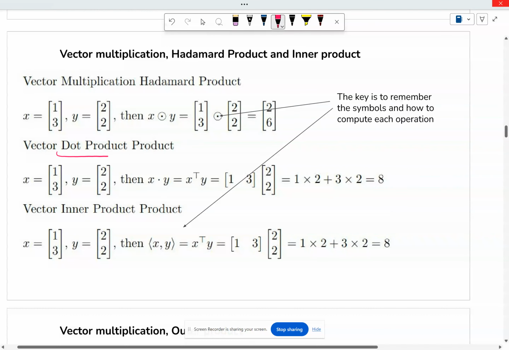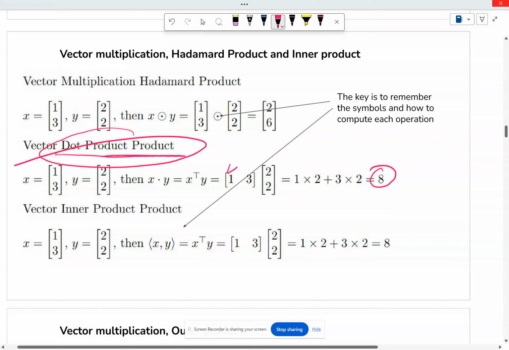Now, another one is called the dot product. The dot product is written this way: x dot y. However, an alternative way to write it is x transpose times y. When you have x transpose times y, you multiply the first element with the first element, the second element with the second element, and then finally you add everything together. This is called the dot product. After you add everything together, you should get 8.